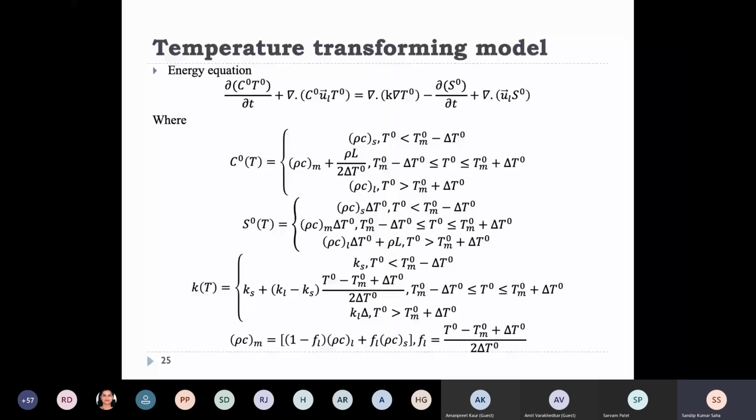But the popular models, whatever I described, are the first two models. If you open any phase change material based modeling, you will easily find those models.